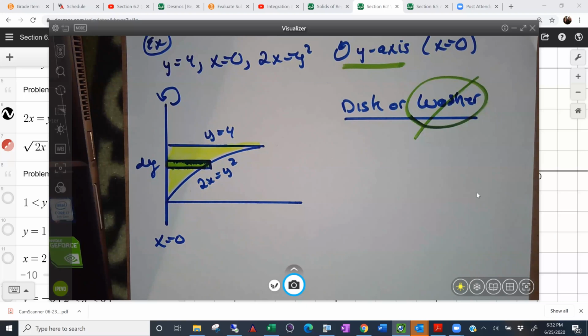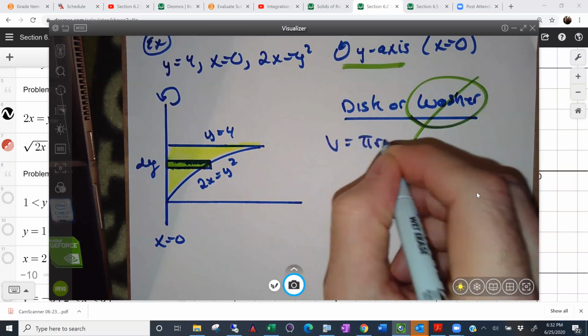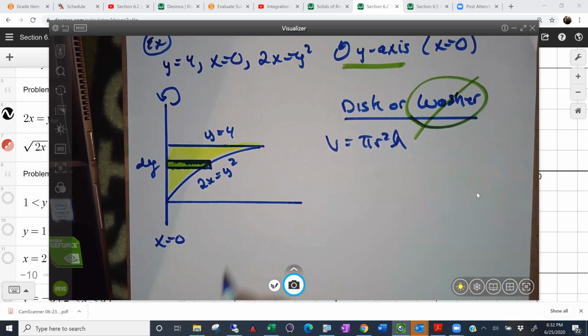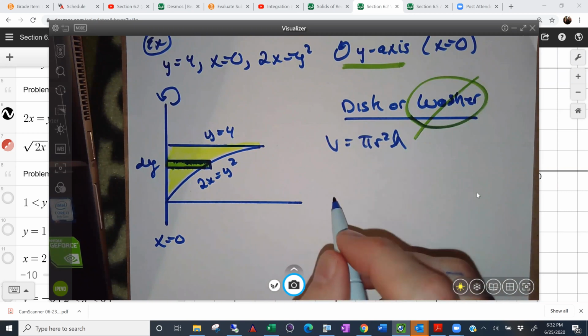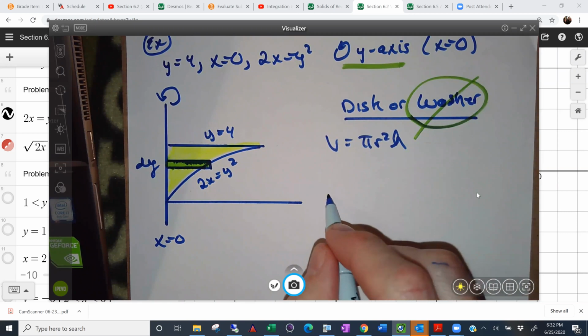So let's find the volume of one disc. Volume is going to be pi r squared times the thickness, or the height. What do you suppose the height is going to be in this particular case? Any guesses? dy. Yeah, height's going to be a dy.